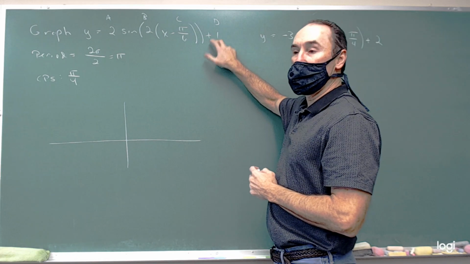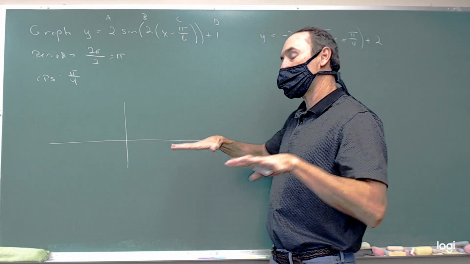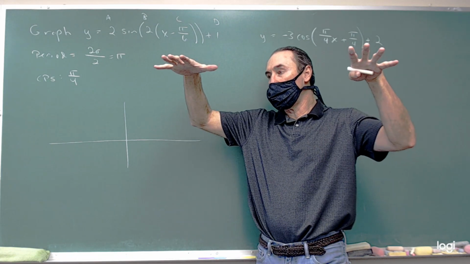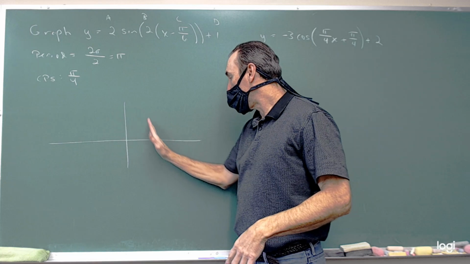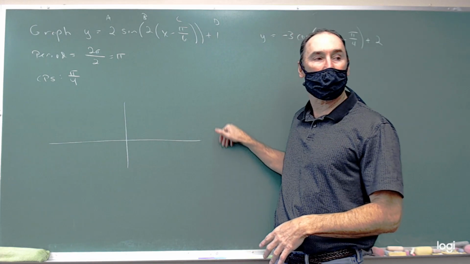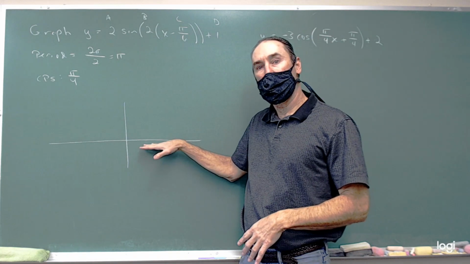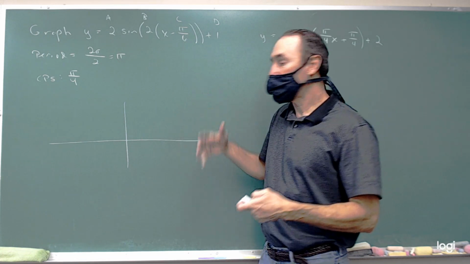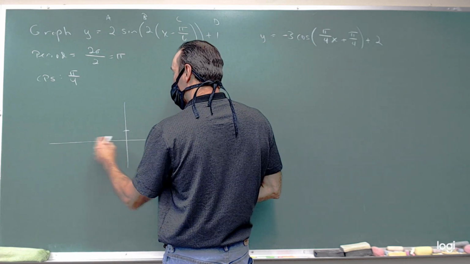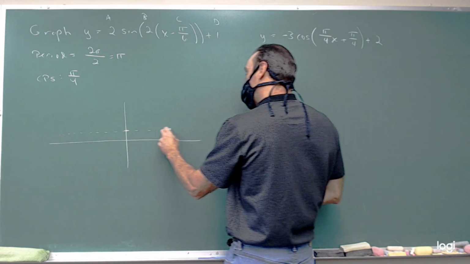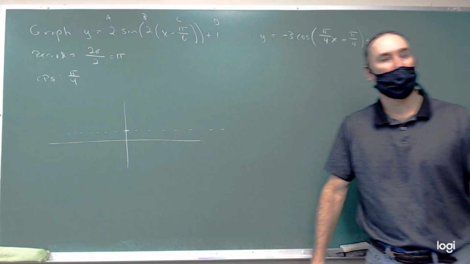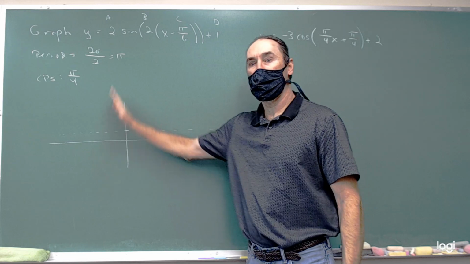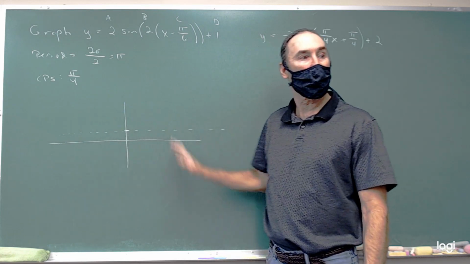Now the D here, what's being added or subtracted, is our translation vertically. So everything is going to get moved up 1. Without that, our sine curve would wrap around the x-axis. That is, we would say the midline would be y equals 0. But that's going to get moved up to 1. So I'm going to put a horizontal line there. You don't have to do this, but I think it helps sort things out, especially when you're starting. This is going to be our midline, so our curve is going to wrap around that.